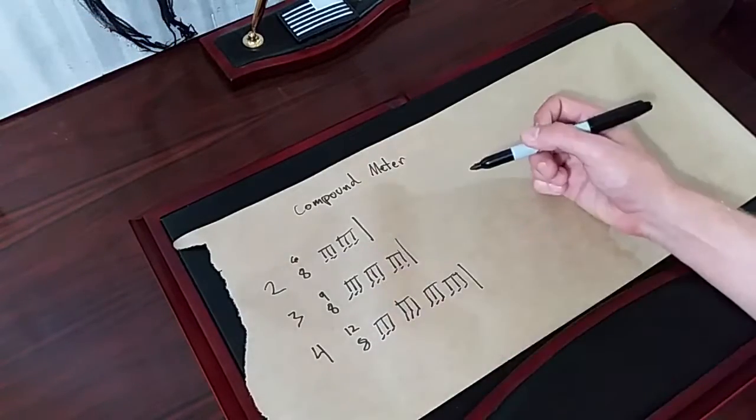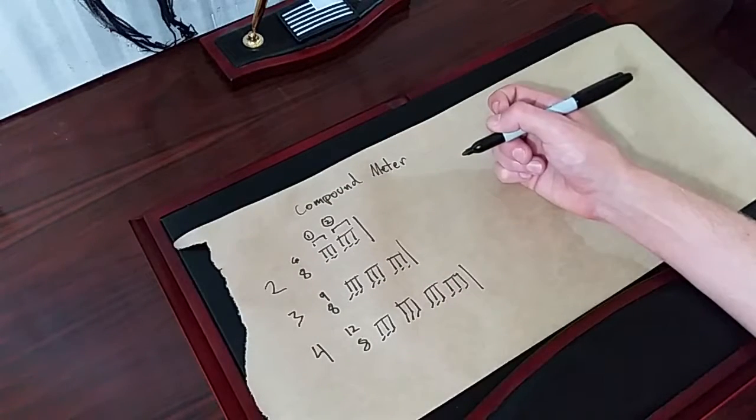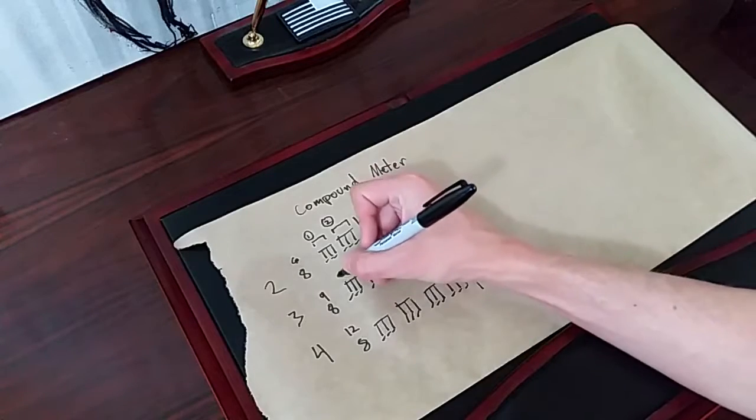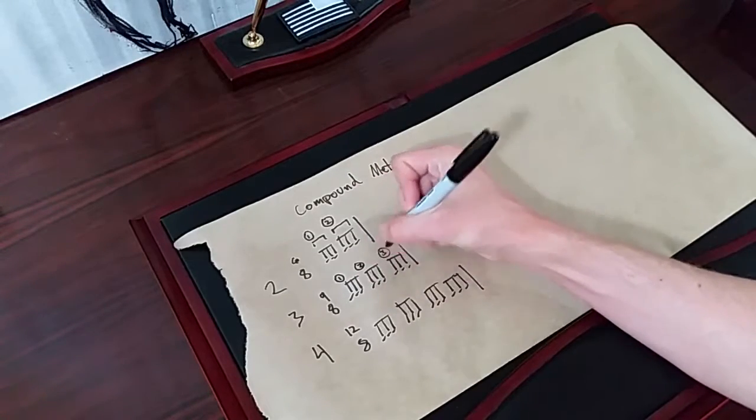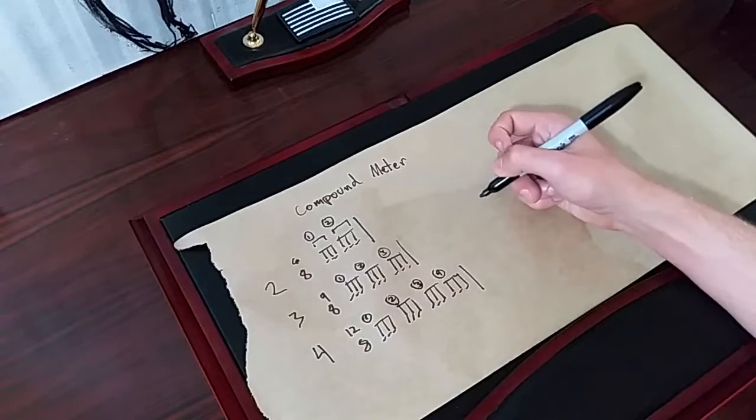We can clearly hear 2 beats with 3 eighth notes in each beat. Following this pattern, we see that 9/8 is actually a 3-beat bar with 3 eighth notes per beat, and 12/8 is actually a 4-beat bar with 3 eighth notes per beat.